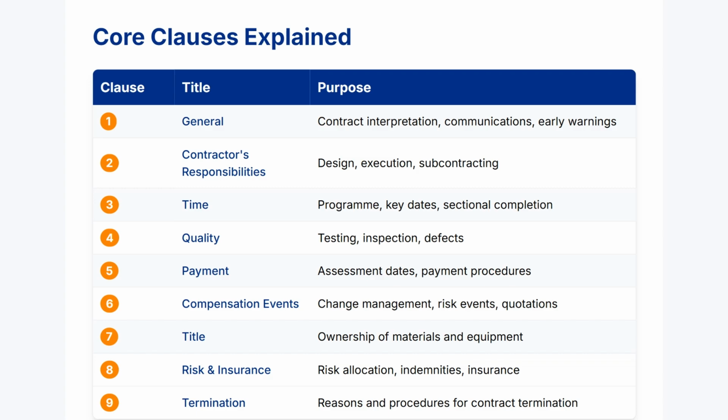Clause 6, often considered the most significant, details the compensation event system, NEC's method for dealing with changes and risk events. Clause 7 clarifies ownership of materials and equipment. Clause 8 establishes risk allocation and insurance requirements. Finally, Clause 9 provides the framework for contract termination. These clauses work together to create a comprehensive framework for project delivery while promoting transparency and collaboration.